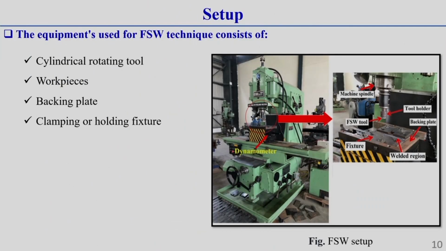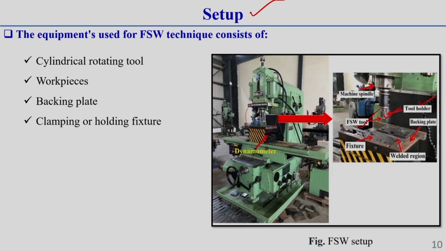Okay. Now, this is the setup of the FSW process, friction stir welding process. Here I am showing the actual setup. Here you see this is the FSW tool, and in the right side figure I am showing the tool holder. With this tool holder we attach an FSW tool. So, the first and foremost component of an FSW process is the FSW tool, then the tool holder.